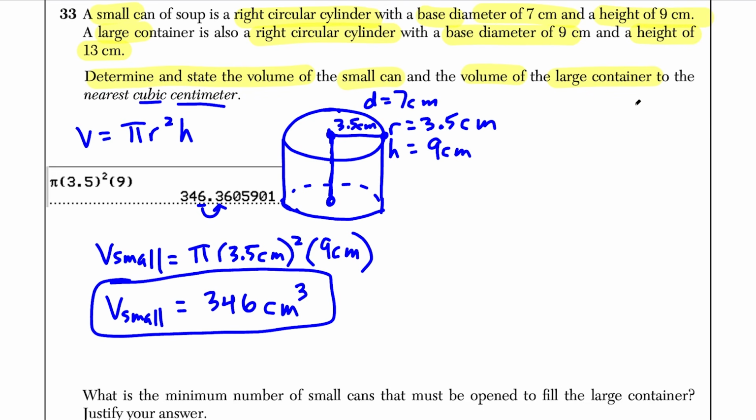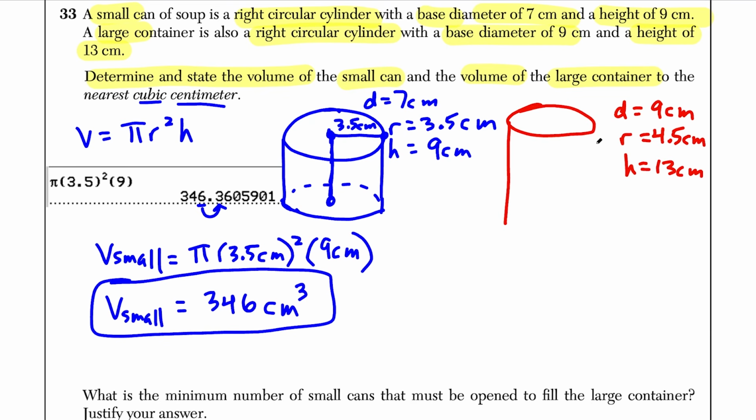So now for the large cylinder, we have the diameter is 9 centimeters, and we were told the height is 13 centimeters. So we still have to find the radius. The radius we're going to get by dividing the diameter by 2, and we're going to get 9 divided by 2 is 4.5. So the radius is 4.5 centimeters. So there's our large cylinder.